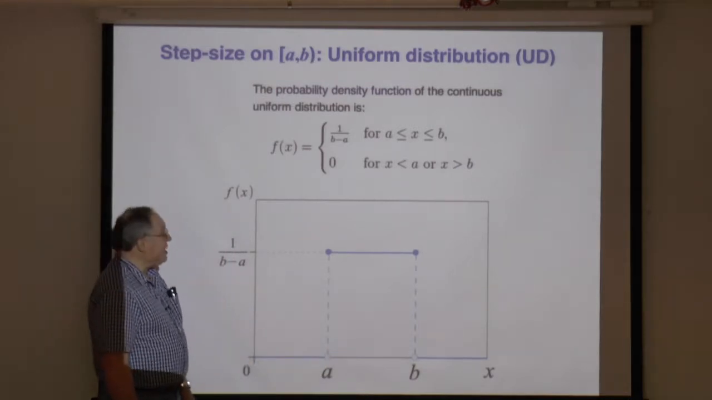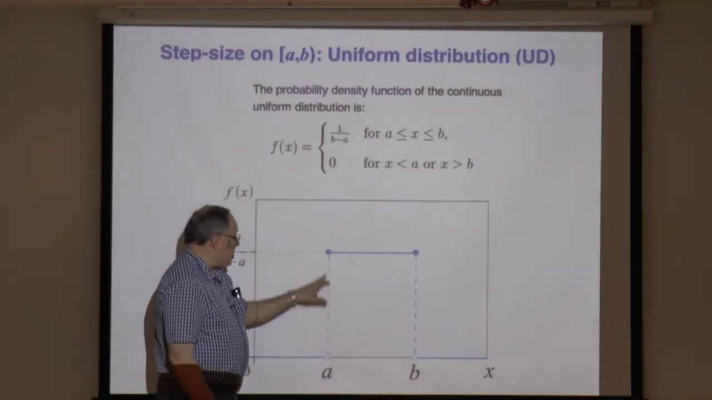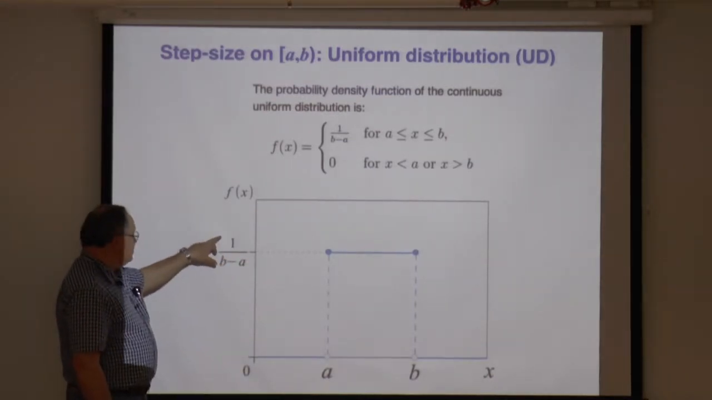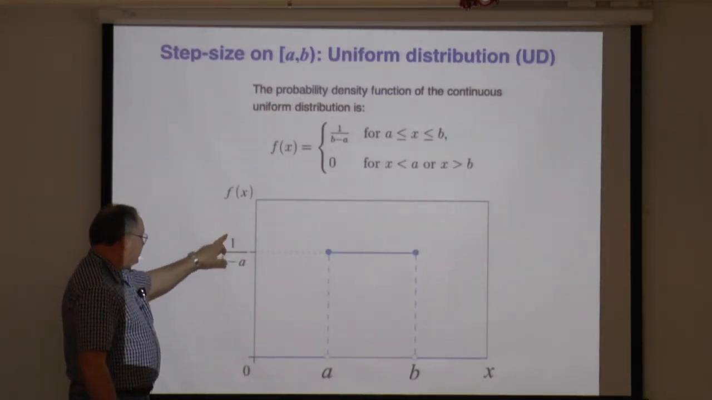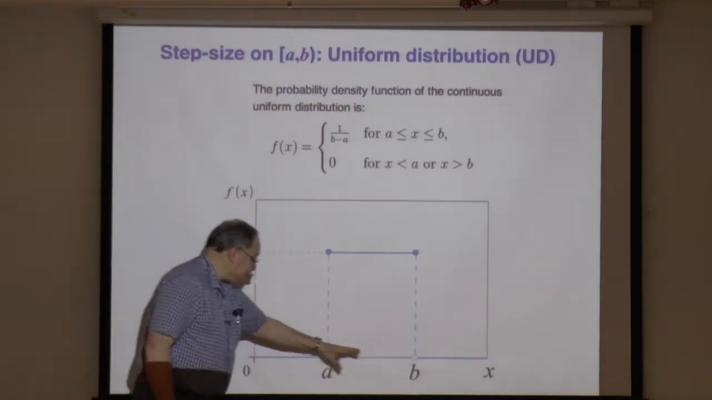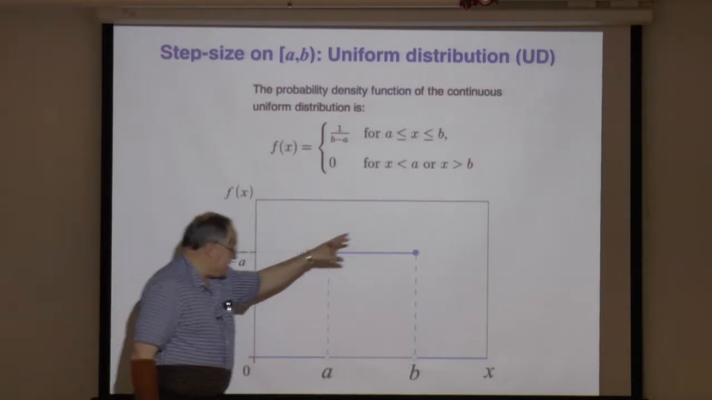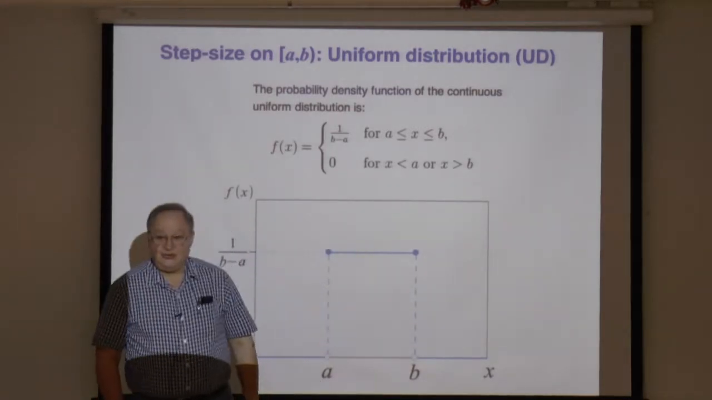And then it's a constant equal to a frequency of 1 over B minus A over this interval, so that the area here is 1. And then it goes back to 0. So that's the uniform distribution.